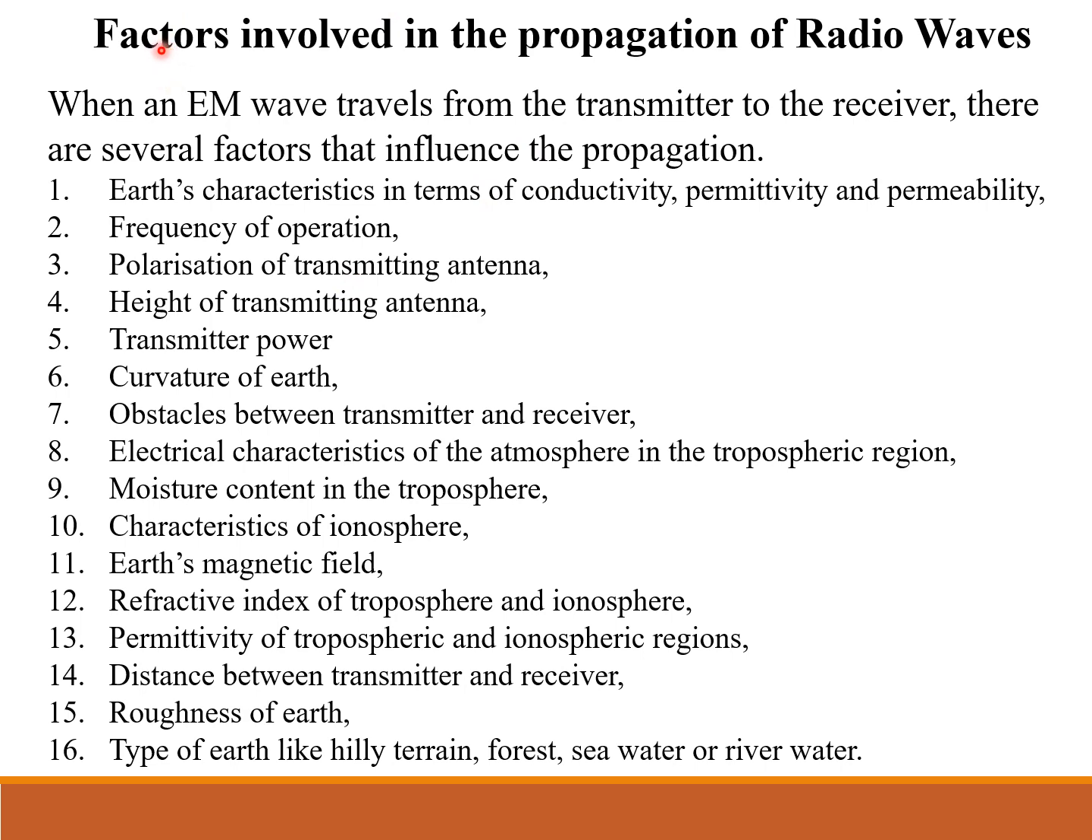Now, there are a number of factors that influence the propagation of radio waves when traveling from transmitter to the receiver, and all the factors are listed below. Earth characteristics in terms of conductivity, permittivity and permeability, frequency of operation, polarization of the transmitting antenna, height of the transmitting antenna, transmitter power, curvature of Earth, obstacles between transmitter and receiver, electrical characteristics of the atmosphere in the tropospheric region, moisture content in troposphere, characteristic of ionosphere, Earth's magnetic field, refractive index of troposphere and ionosphere, permittivity of troposphere and ionospheric regions, distance between the transmitter and the receiver, roughness of Earth, type of Earth, meaning that it can be a hilly region, it can be a forest or sea water or river water.